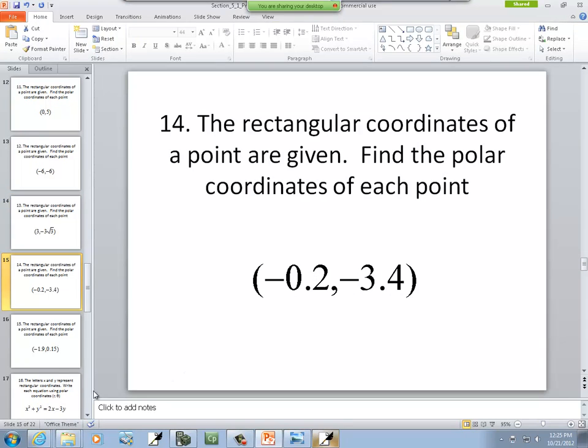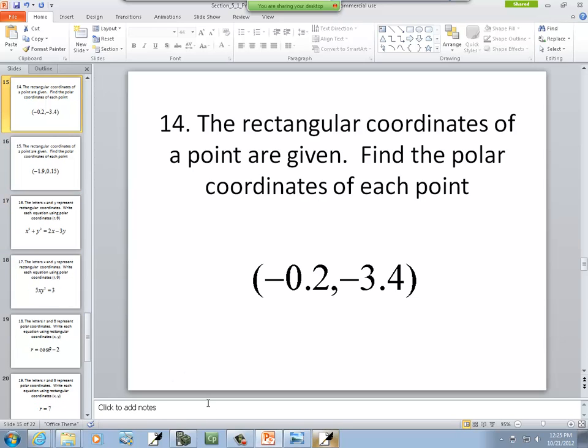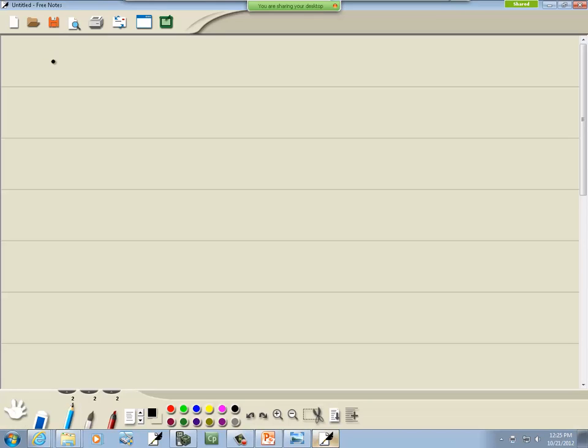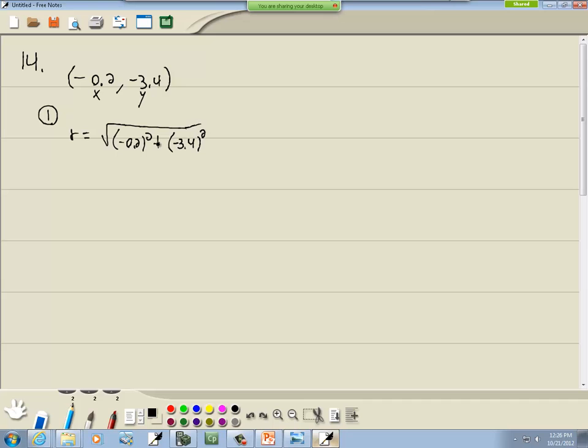This doesn't look very promising for being on a unit circle. And we'll see it isn't. Let's take a look at this. Got negative 0.2 and negative 3.4. Now we find the r the same way. This is x and this is y. So r is going to equal the square root of negative 0.2 squared plus negative 3.4 squared.